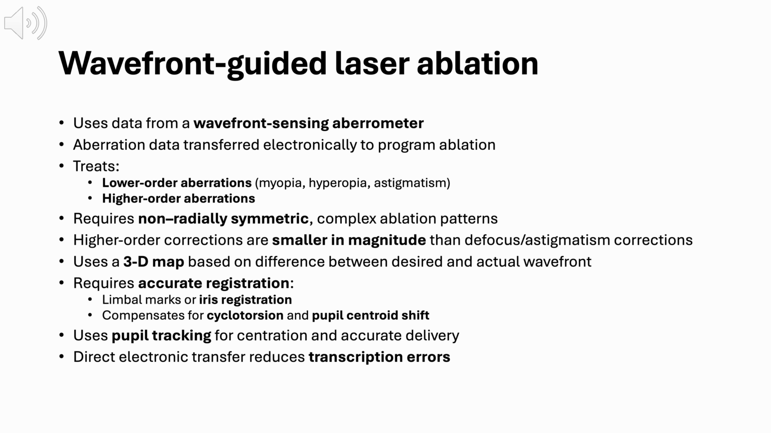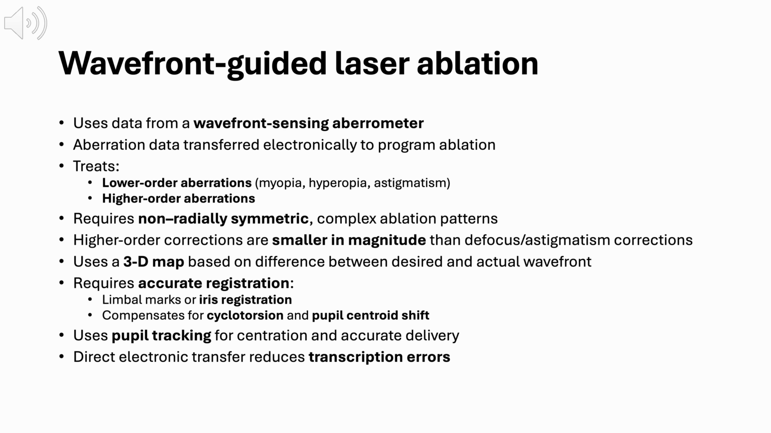It's important to keep the scale in mind here. The amount of tissue removed to correct higher-order aberrations is much smaller than what's required for defocus or astigmatism, but it can still have a meaningful impact on visual quality. The treatment is based on a three-dimensional map that represents the difference between the patient's actual wavefront and the desired ideal wavefront. To deliver that correction accurately, precise registration is critical.